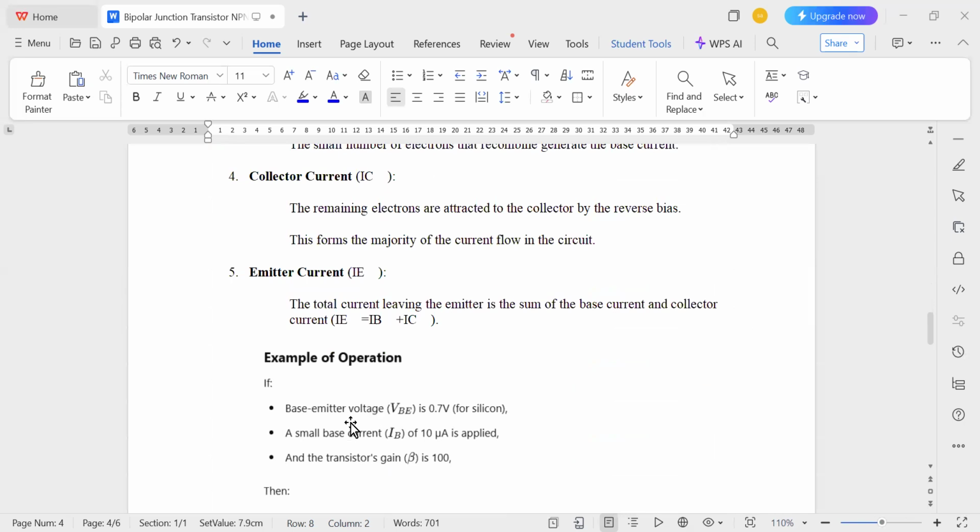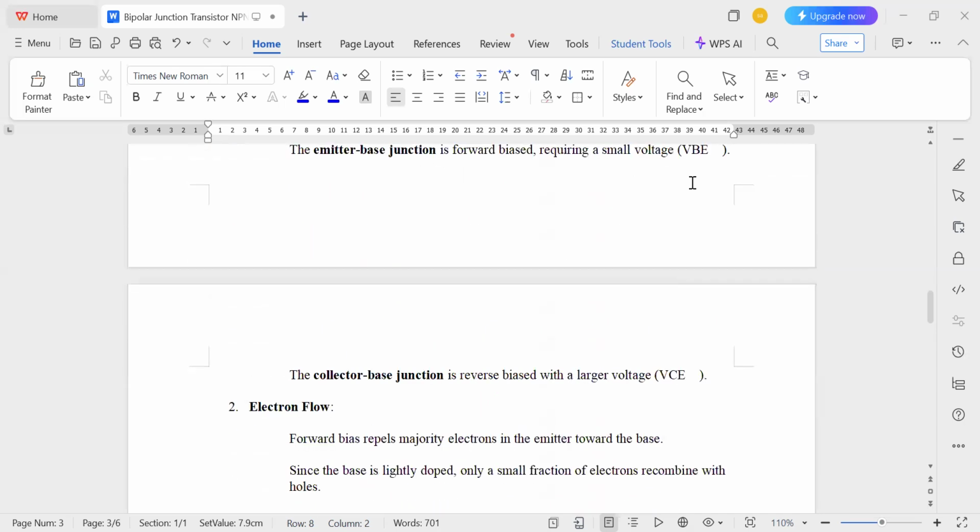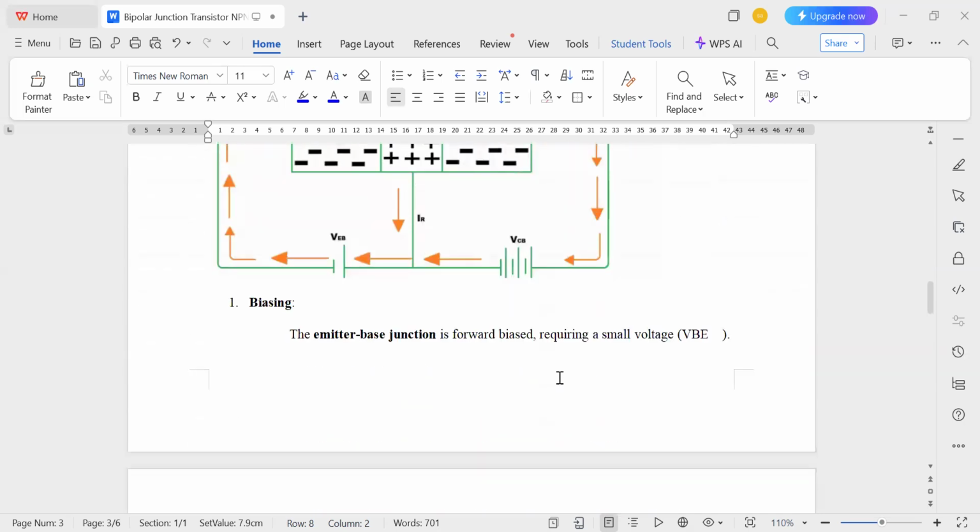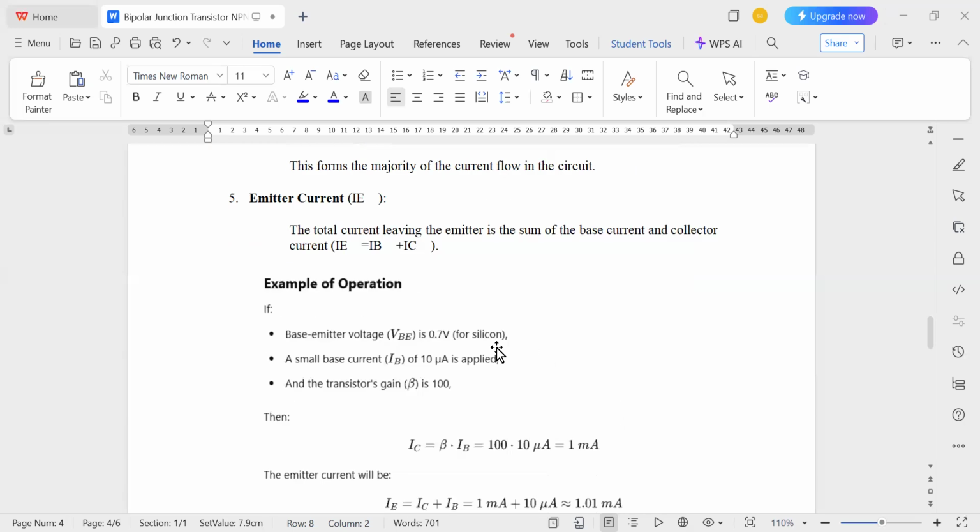One example, let us take. If the base-emitter voltage VBE is 0.7 volts, a small base current in terms of microamps, say 10 microamps, is applied, and the transistor gain is 100. The base-emitter voltage is 0.7 volts, the base current is 10 microamps, and the transistor gain is 100. So let us find the collector current from these three parameters.